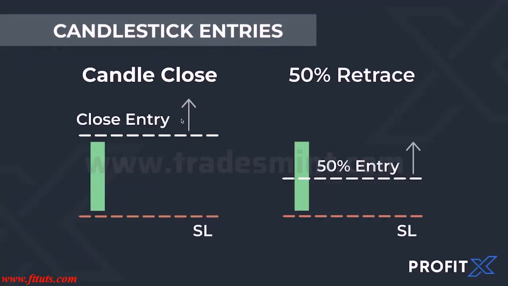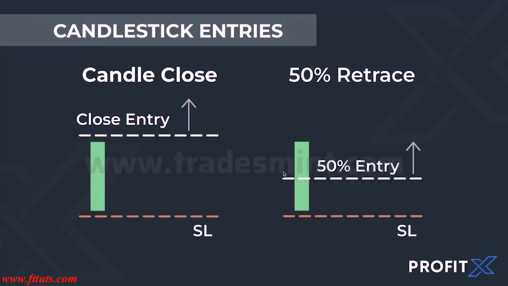You can enter on the candle close. Let's say we have a big bullish engulfing candle here. When the candle closes in the zone, in our target zone, you can enter right away and put your stop loss below the candle. Or there's another way which offers an even better risk to reward, and that is 50% of the candle.